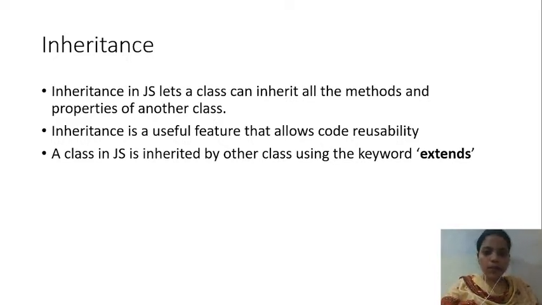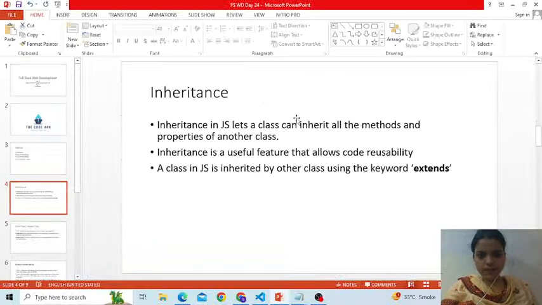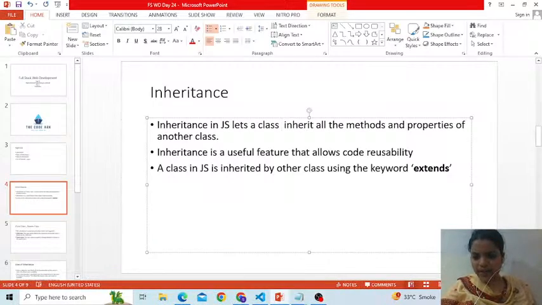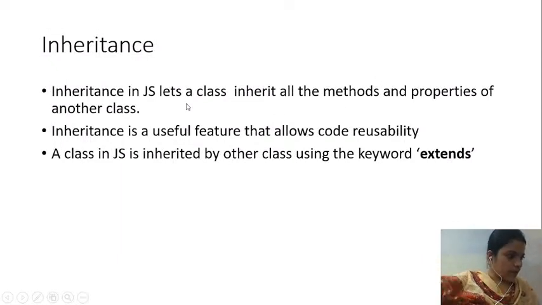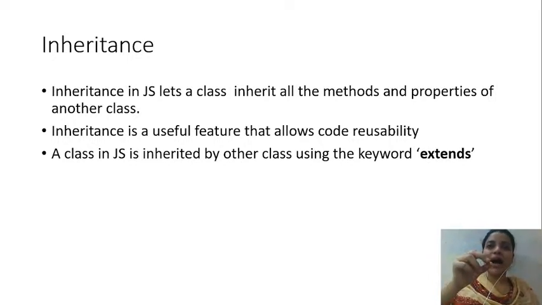You understood? So this is point number 1. Read my first point now. Inheritance in JavaScript lets a class inherit all the methods and properties of another class. But again the question comes, this is the answer for what is inheritance. But why? My friend, ऐसा कोई क्यों करेगा? Why would one class take property and functions of another class? One and only one answer. To reuse the code. You understood my point? To reuse.